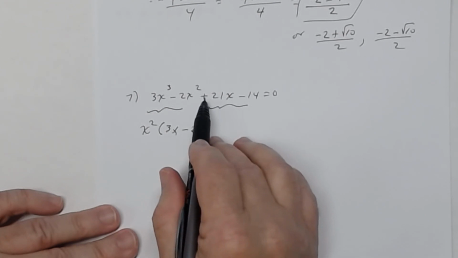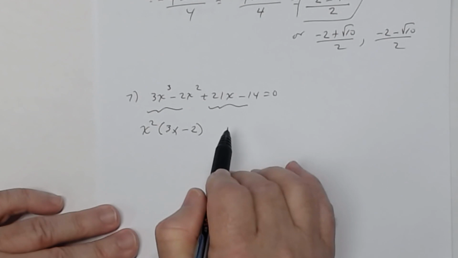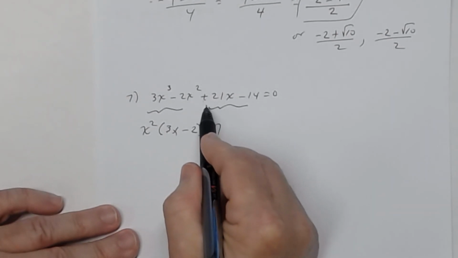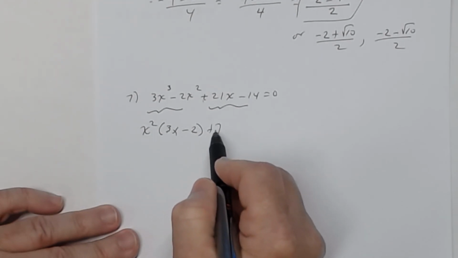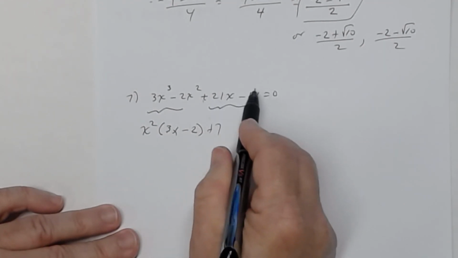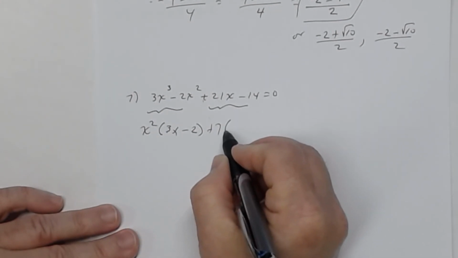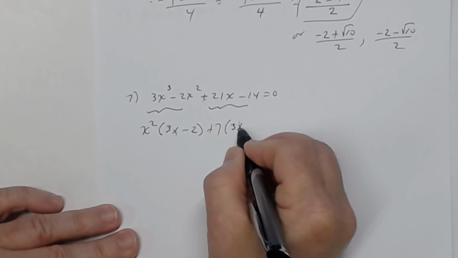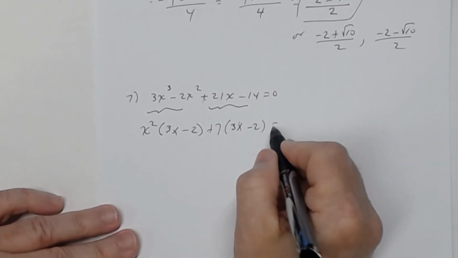Do the same thing here. So if you look at these 2 terms here, 21x and a negative 14, the GCF is a positive 7. If this was negative, you would put this as a negative 7. But it's a positive 7 because 7 goes into 21x and 7 goes into negative 14 evenly. Now when I do that, I'm going to get 7 times 3x is 21x, and then 7 times a negative 2 is a negative 14, and equal 0.